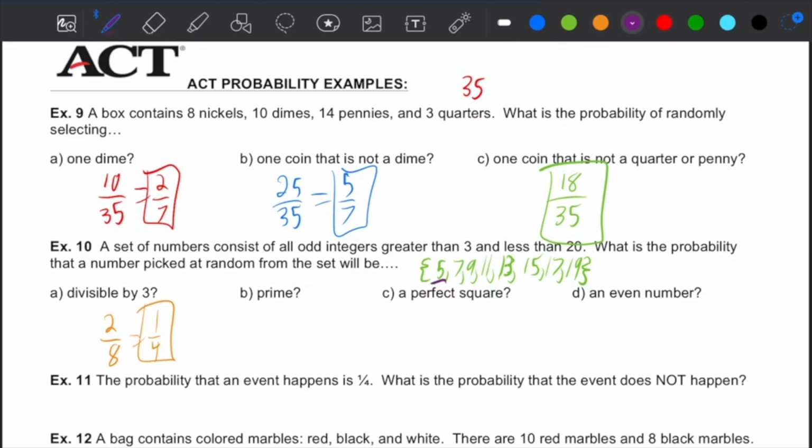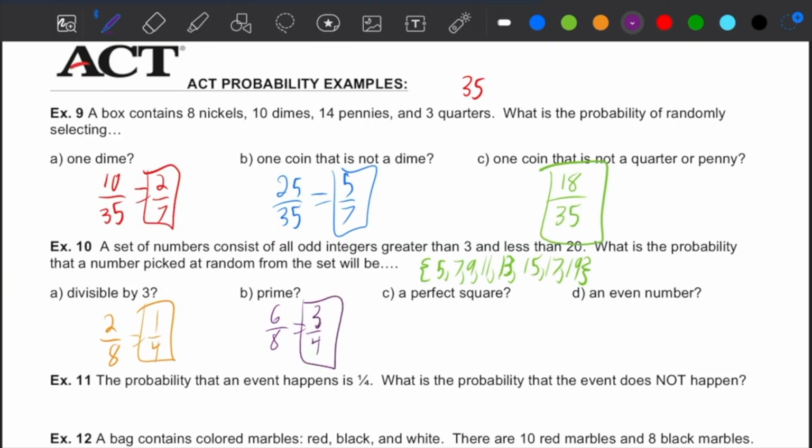Now, what's the odds that you get a prime one? Well, 5 is prime, 7 is prime, 11 is prime, 13 is prime, 17 is prime, and 19 is prime. So a lot of these are prime, and as a matter of fact, 6 of them. So you have 6 out of 8 are prime, and that would give you 3 out of 4.